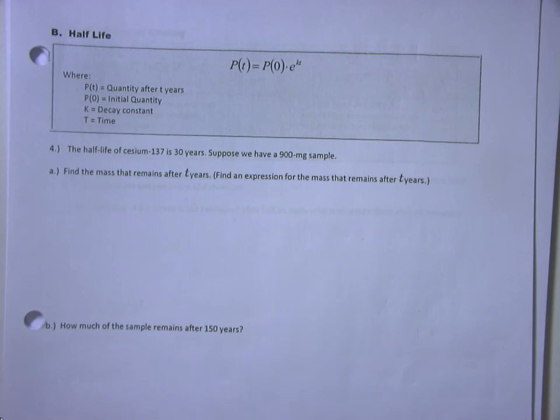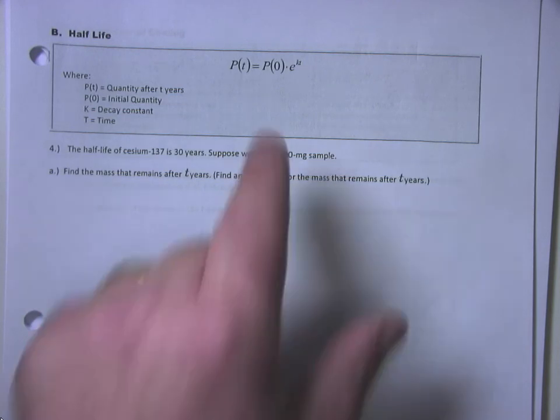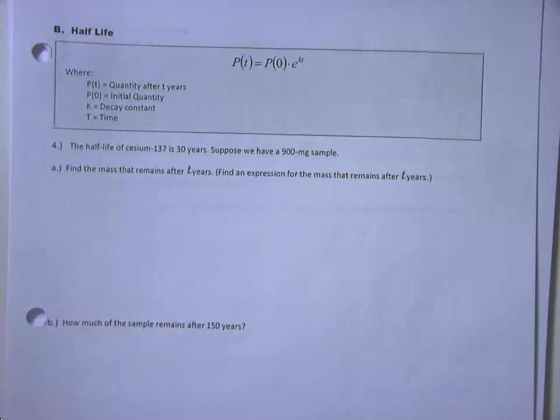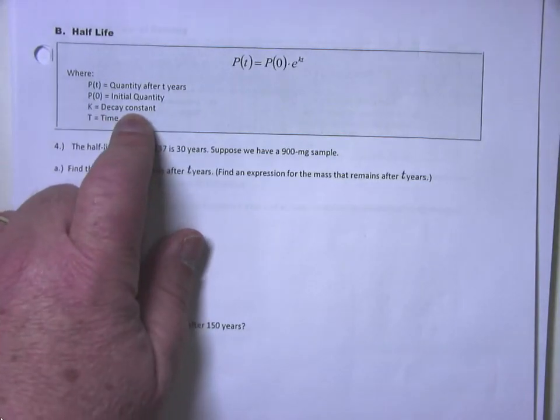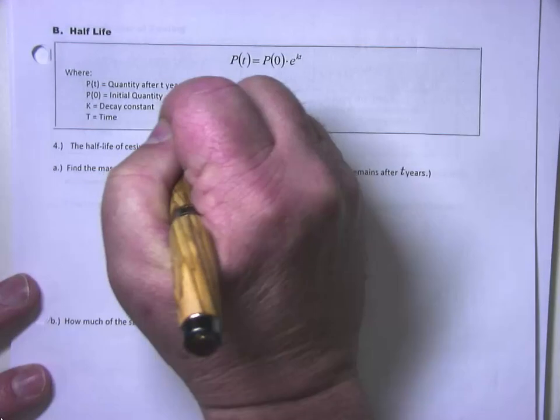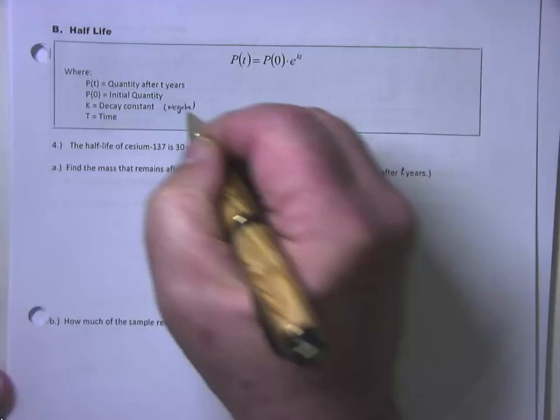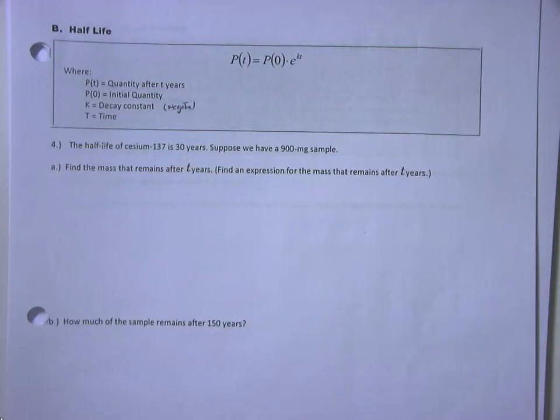Radioactive material works the exact same way as population growth, though, except for one thing. Radioactive material decays, so we call this a decay problem. It's exactly the same formula, except that k is going to be a decay constant, and your decay constants are expected to be negative. Radioactive material decays at a rate proportional to itself, and the k is going to end up being negative on something like this.